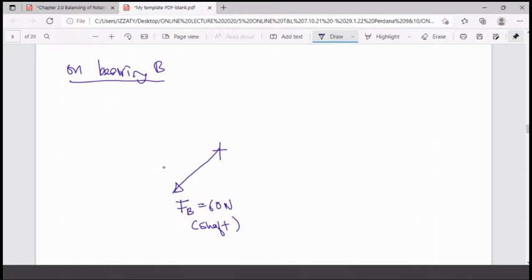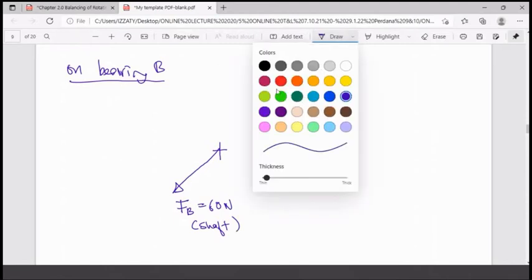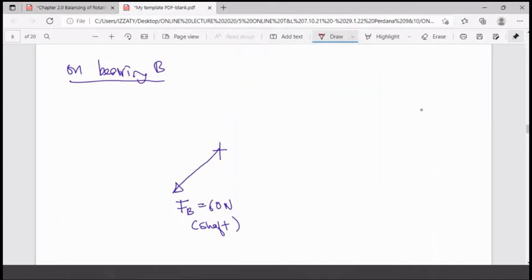So you have to inverse the arrow. I'm going to put it in the opposite direction. This one, same magnitude. Remember, this one is also F, 60 Newton, but now on the bearing. If you like, you can put a label here to differentiate which is the shaft and which is the bearing.